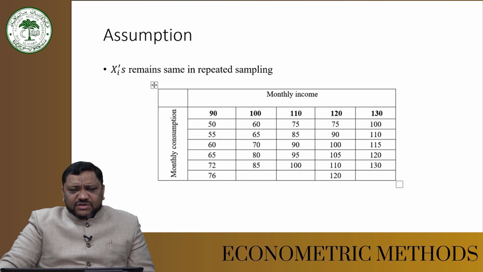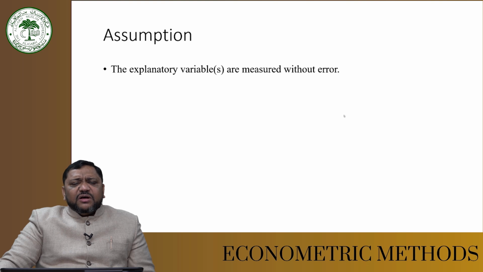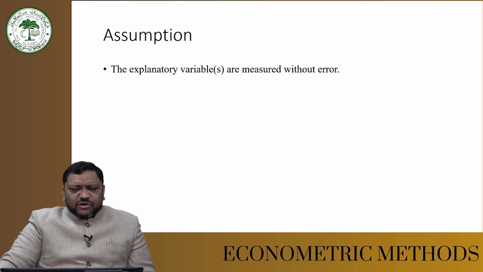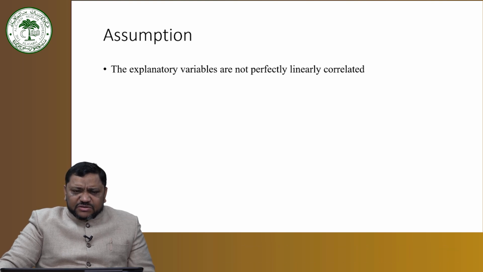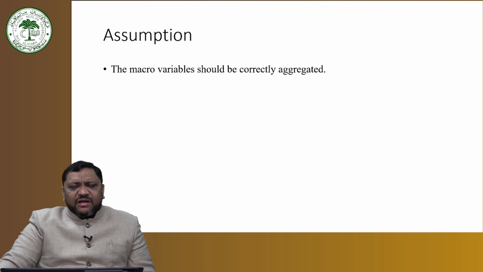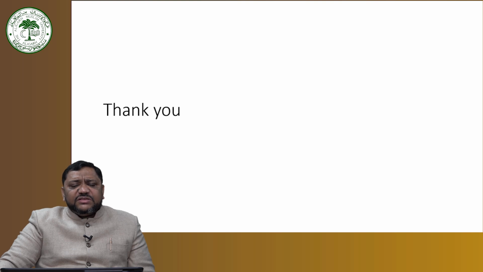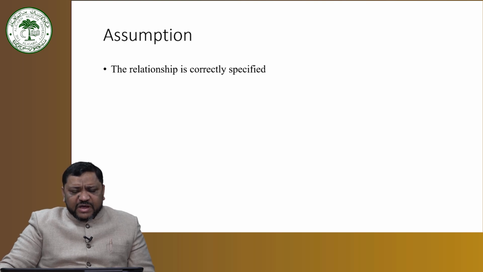Then we have, regarding the values of x, that they are fixed, and these explanatory variables are measured without error. Then the explanatory variables are not perfectly related, and the relationship is properly aggregated, properly identified, and properly specified. All these are the assumptions which we have over here.